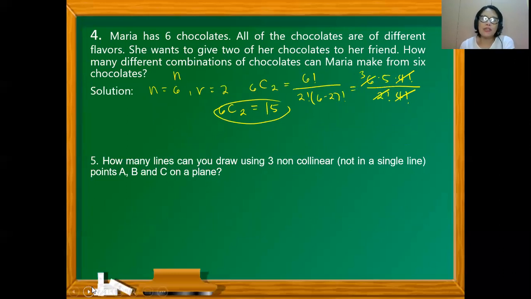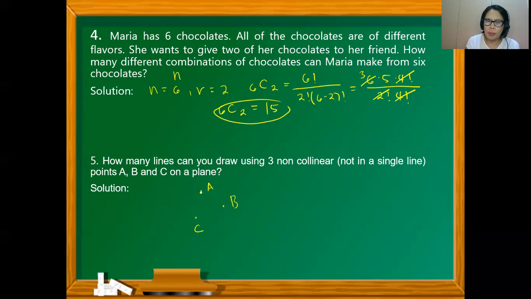So how many lines can you draw using three non-collinear points? When we say non-collinear, the 3 points do not belong on the same line. For example, we have points A, B, C on the plane. So if this is point A, this is point B, and then this is point C. And order does not matter here. So how many lines can we draw from the distinct points here?